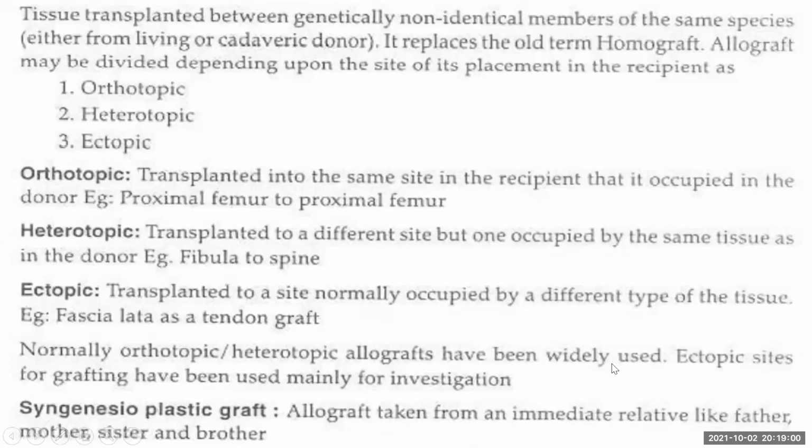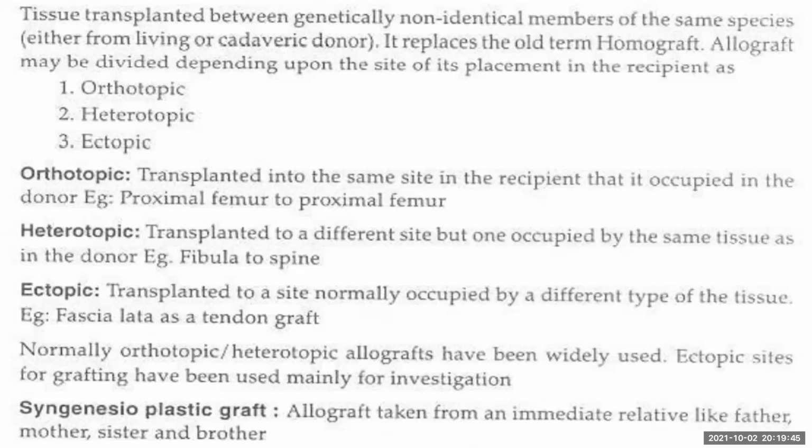Previously this was called homograft. The allografting technique taken from a cadaver, like you take out a prosthetic head and use it in another patient, was called homograft, but nowadays it is known as allograft. It may be orthotopic, heterotopic, or ectopic. Orthotopic means if the proximal femur is substituted by a donor's proximal femur, it is orthotopic. Heterotopic means any bone, that is fibula, is used in the spine that way, or ectopic is from fascia lata and used as a tendon graft.